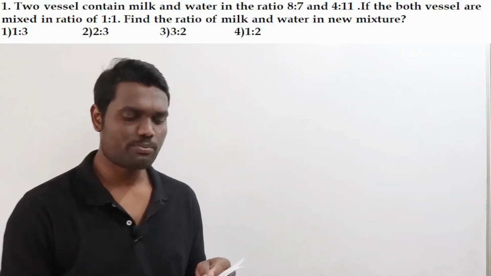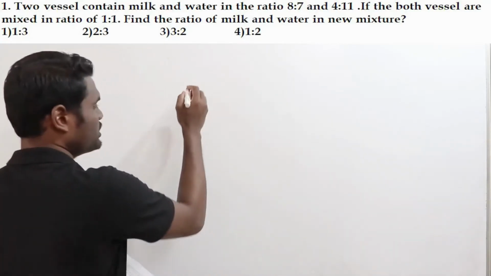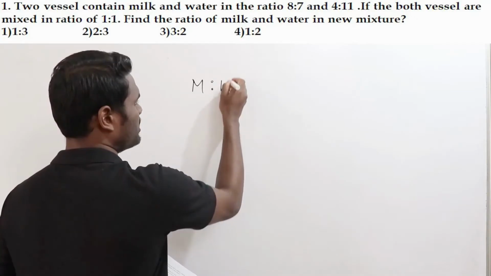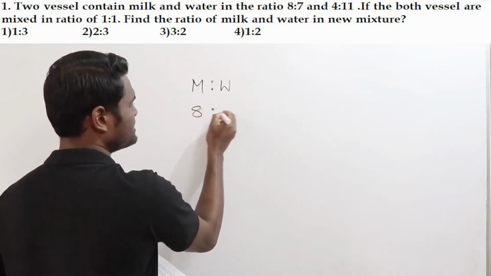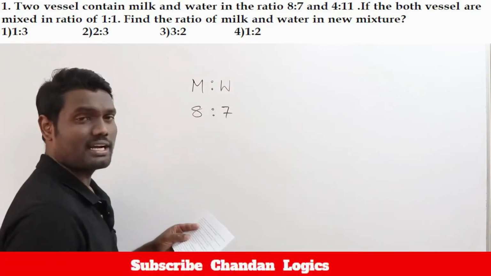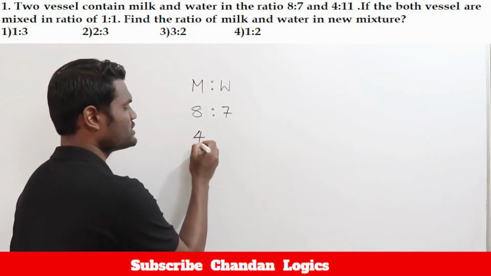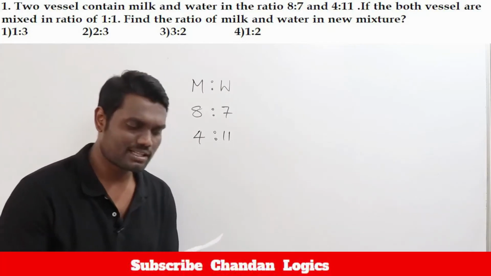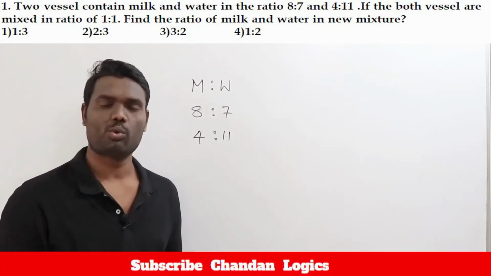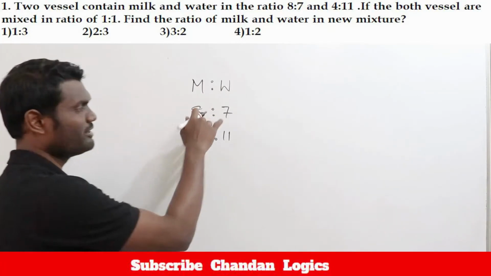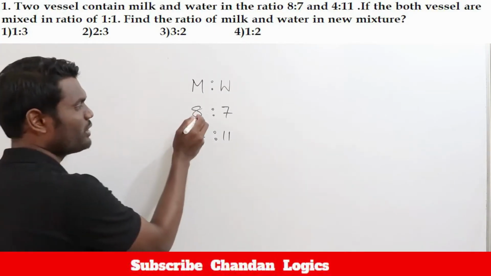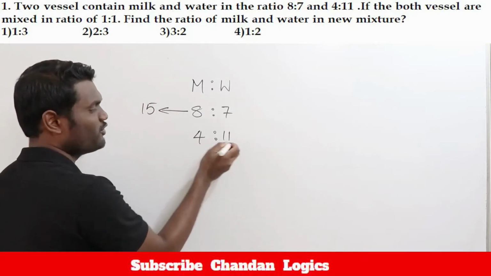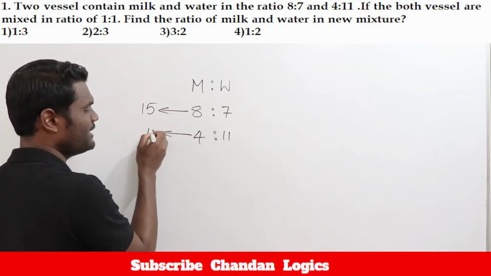2 vessels contain milk and water in the ratio 8:7. So there are 2 vessels. First vessel contains milk and water in the ratio 8:7, and the next vessel contains milk and water in the ratio 4:11. Now we're asked to find, if both these vessels are mixed in the ratio 1:1, the ratio of milk and water in the new container. So both of them are mixed in the ratio 1:1. Now if you look at it, 8 plus 7, this will be total 15 parts. Next 4 plus 11, this will be total 15 parts.